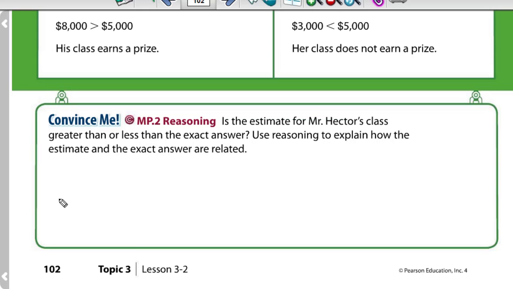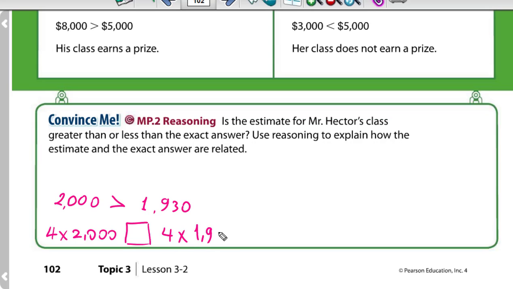I will write in here that 2000 is greater than 1930, and that this makes, when we multiply by 4, okay, I will multiply this by 4 and this also by 4, so it will be 4 times 2000, and the second one I want you after that to tell me it's bigger or less. 4 times 1930.